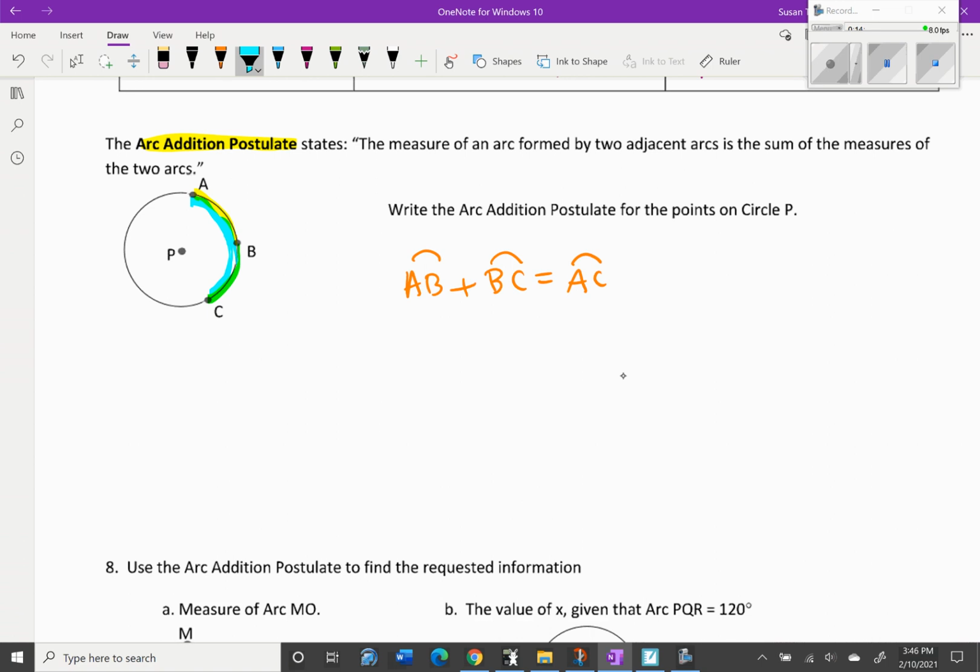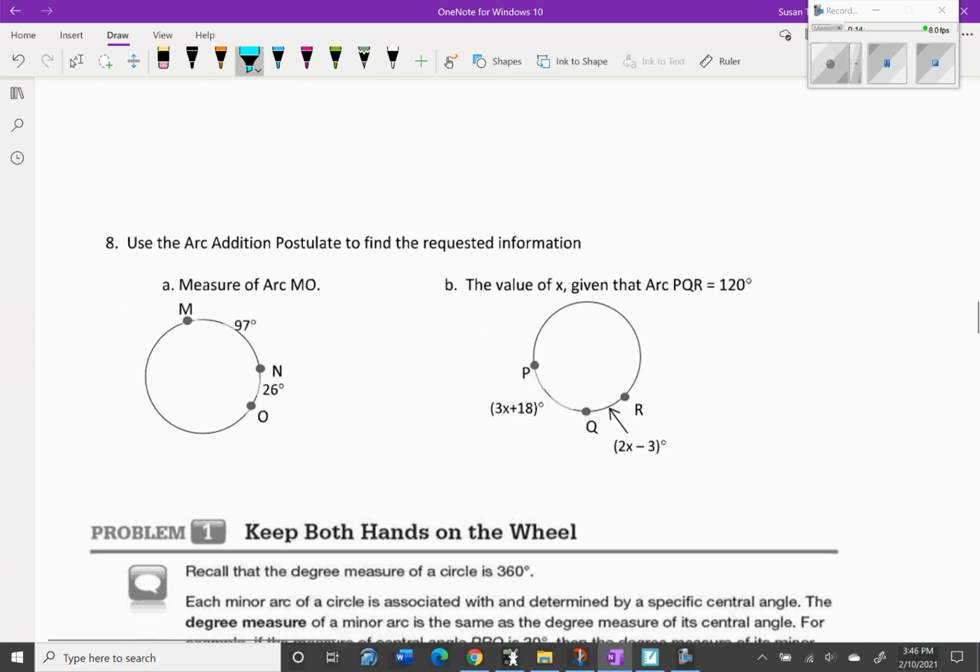So we're going to use this to find the requested information. We want to find the measure of arc MO, so that would be from here to here. To find that, we're going to add 97 degrees plus 26 degrees, which gives us arc MO equal to 123 degrees. And make sure you always label everything with a degree symbol. That's important.